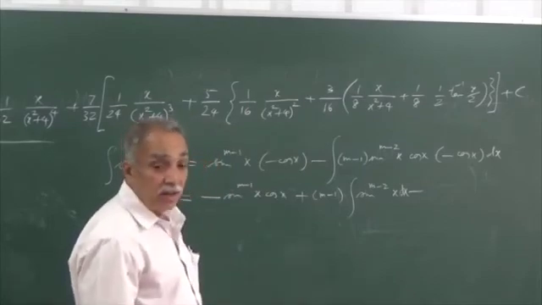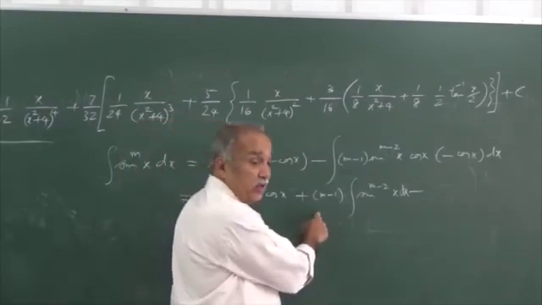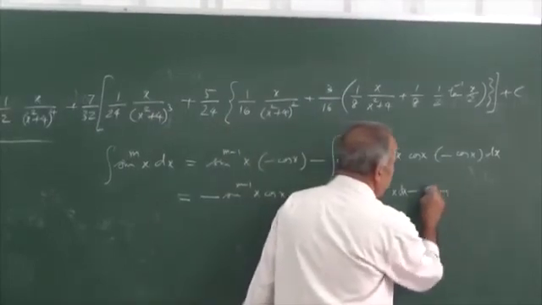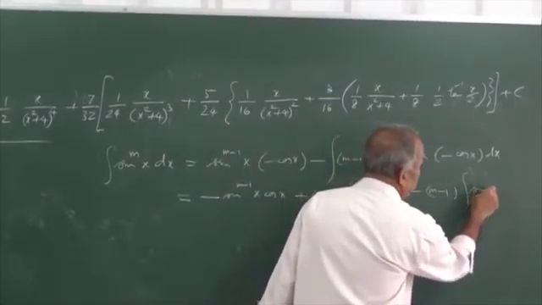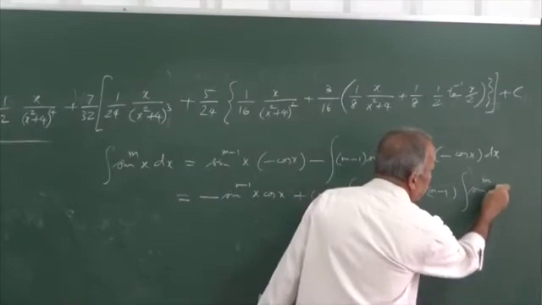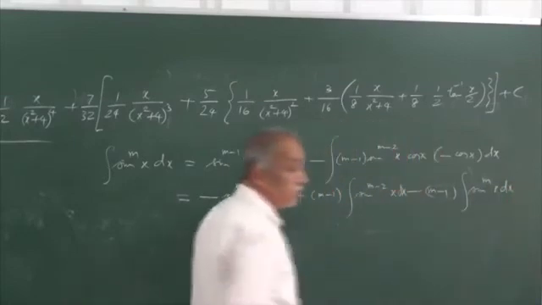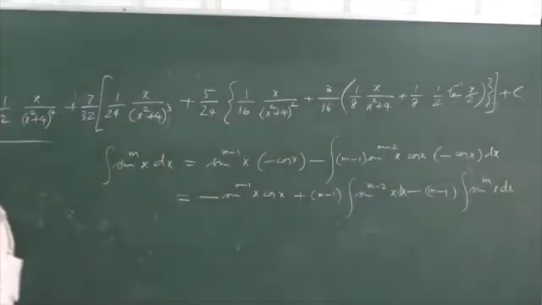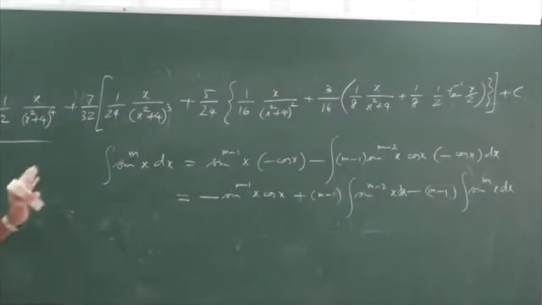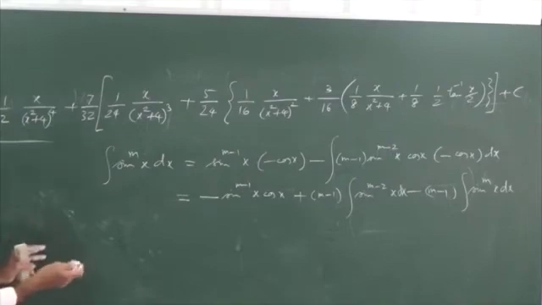minus, let me again write the coefficient, m minus 1 into integral sin power m minus 2 into 2 sin power mx dx. We transfer the last term to this side, divide throughout by its coefficient. That will be what we obtain, will be the reduction formula.